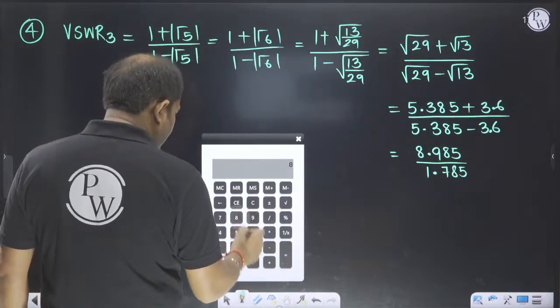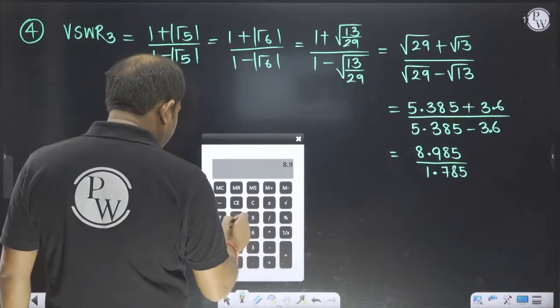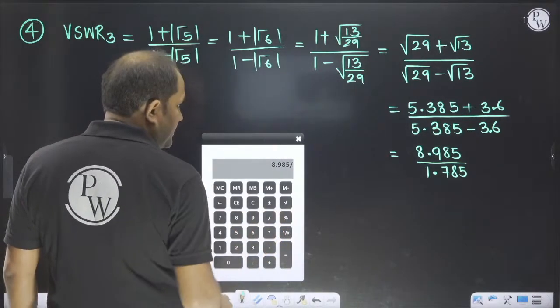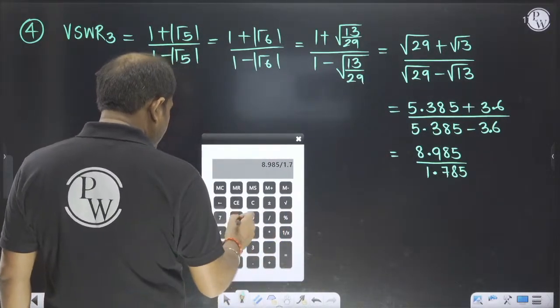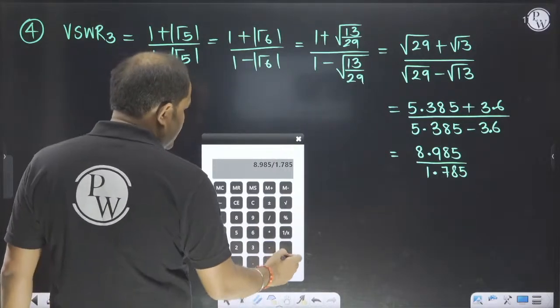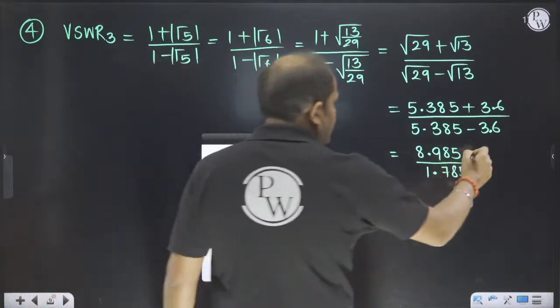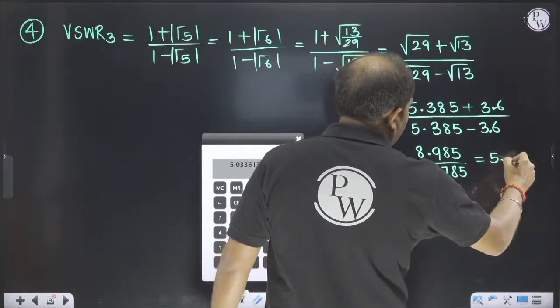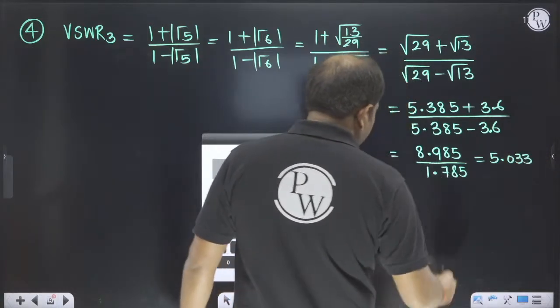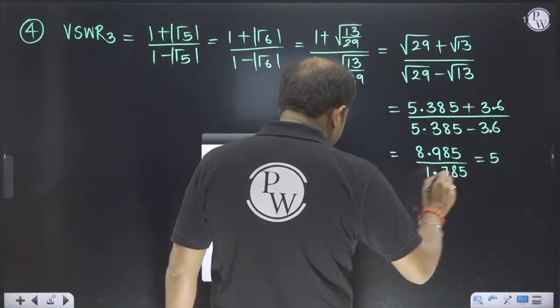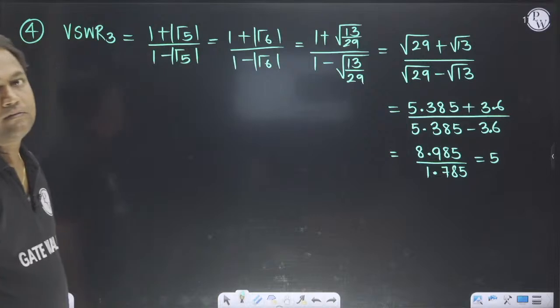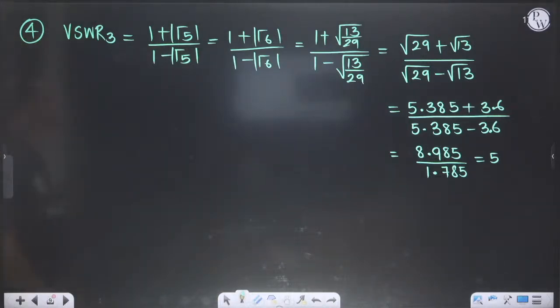So 8.985 divided by 1.785 will be 5.033. So it is around 5.